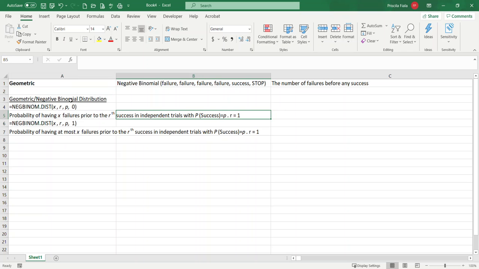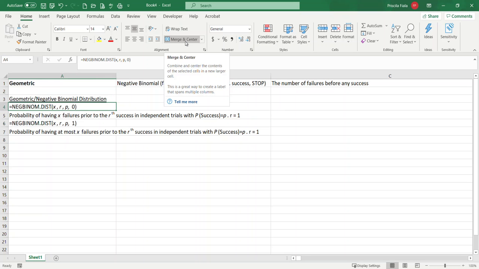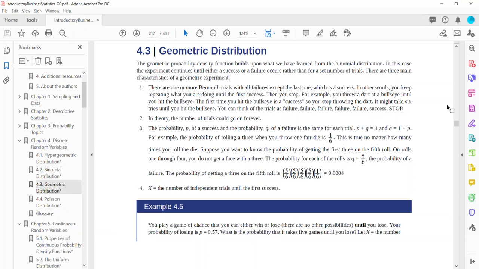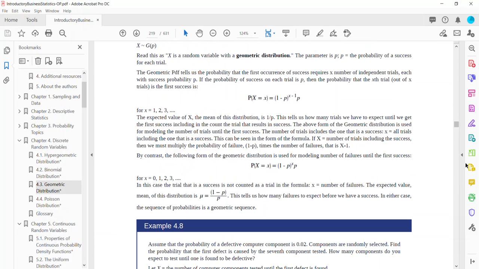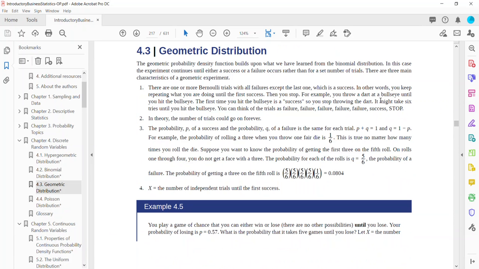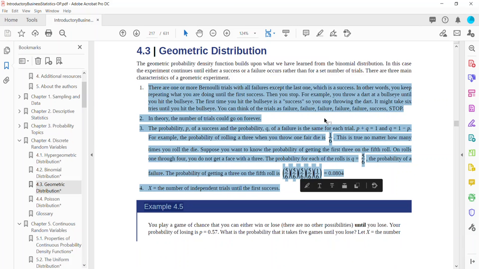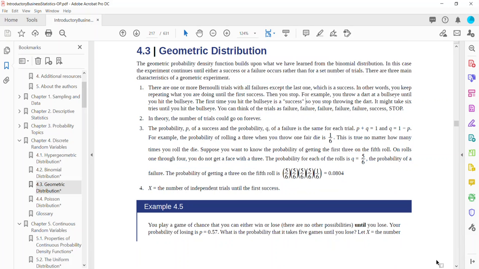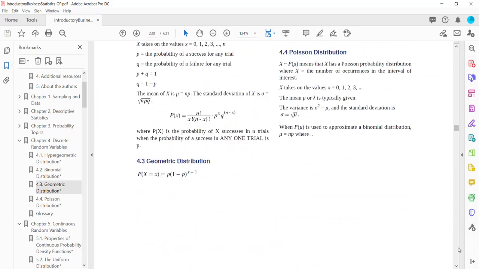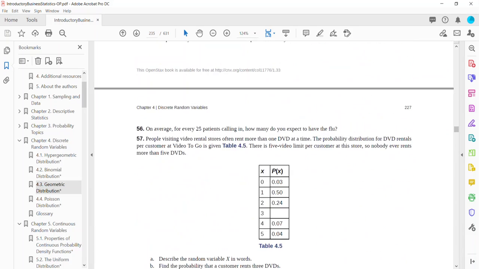You're always going to use this formula right here for the negative geometric distribution. You can go ahead and read all this information here, but instead of having to go through all this, I'd rather you just use the formula and you're going to see how much easier it is. You can go ahead and read the characteristics of the geometric distribution over here. Let's go ahead and try a problem and you're going to see how I can use that formula.